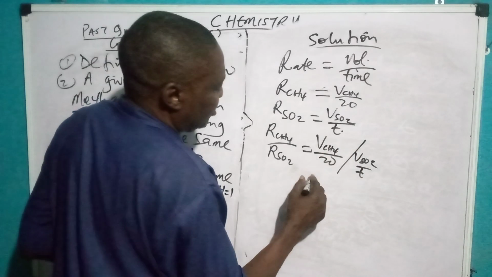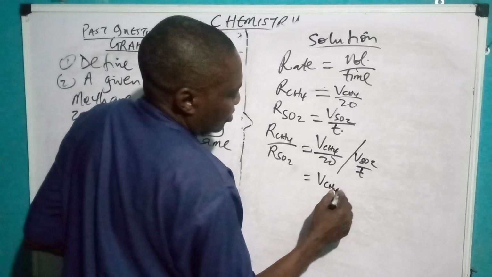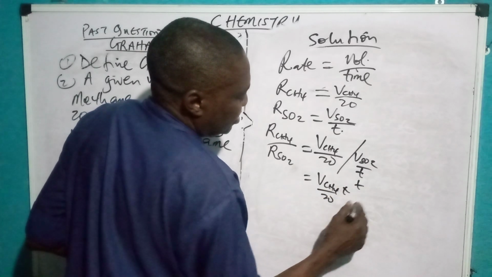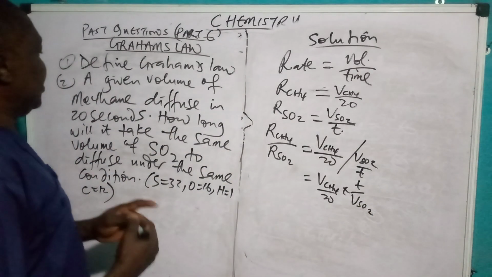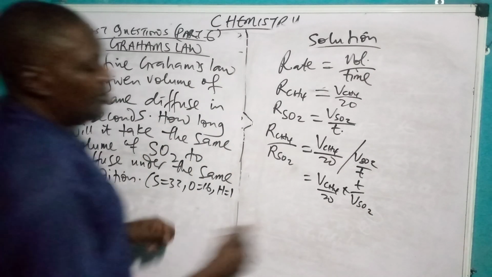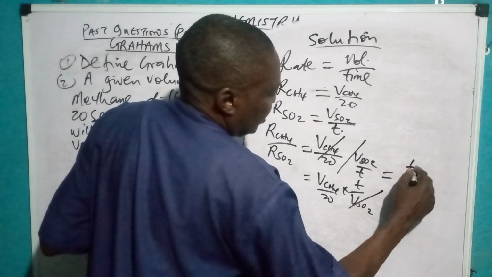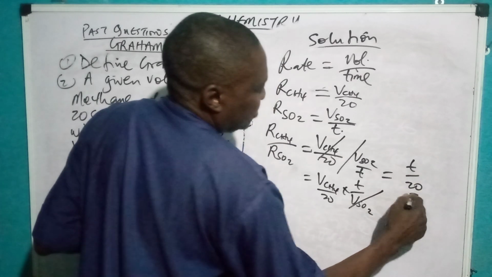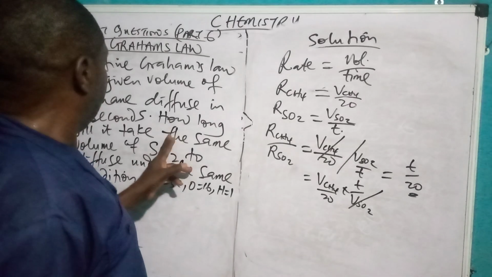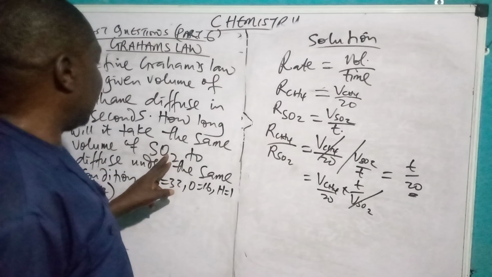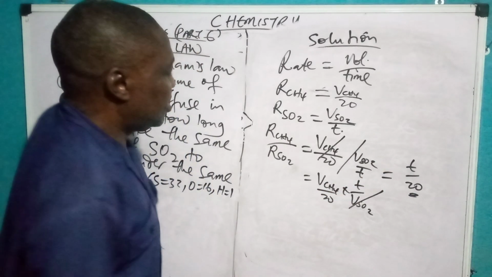So when you cross multiply, it now becomes volume of methane over 20 times T, that's the time, over volume SO2. But they said, how long will it take the same volume, meaning that the volumes are equal, so the volumes will cancel out, giving us time over 20. So how long will it take the same volume of sulfur oxide to diffuse under the same condition? We have to calculate for T. So let's bring it up properly.